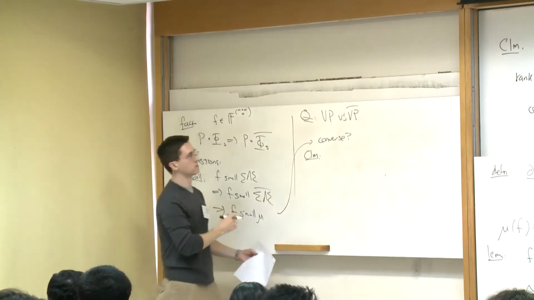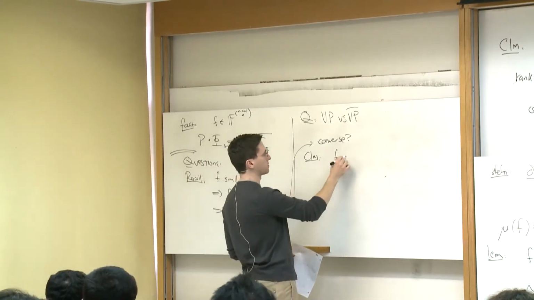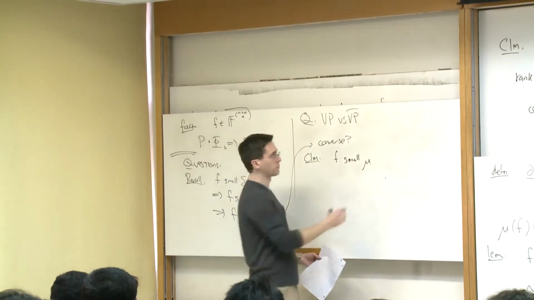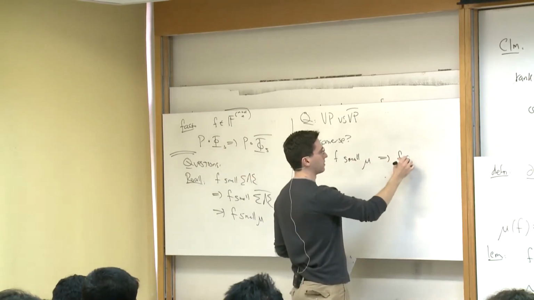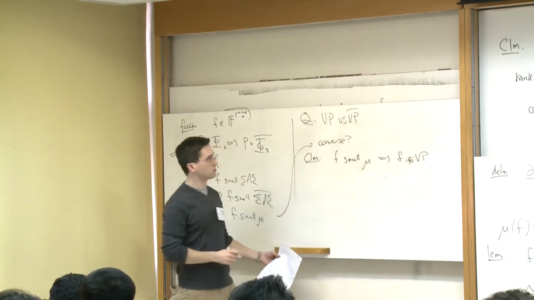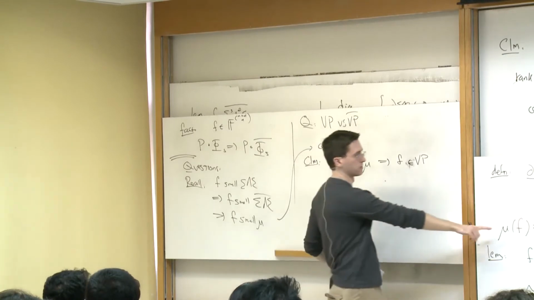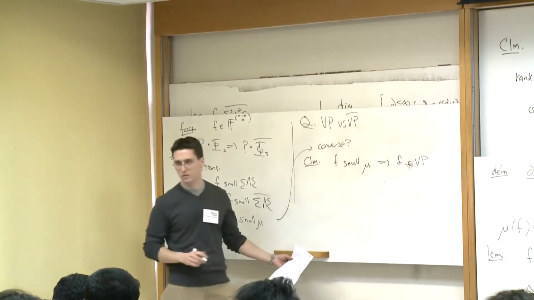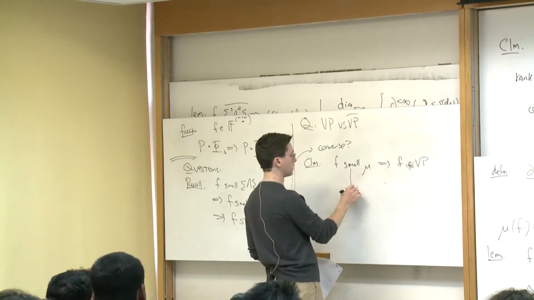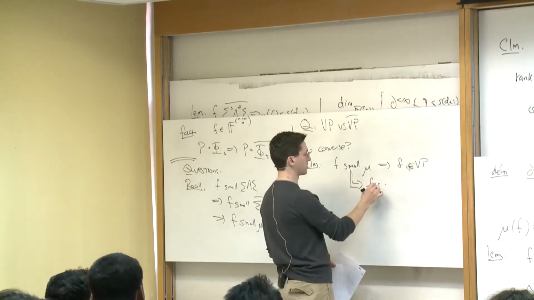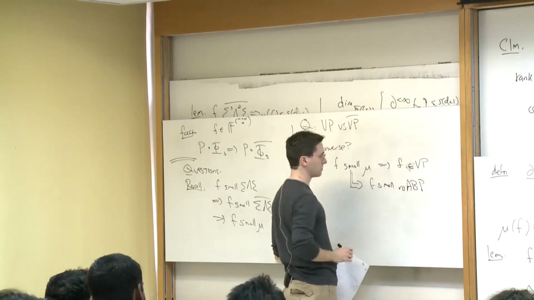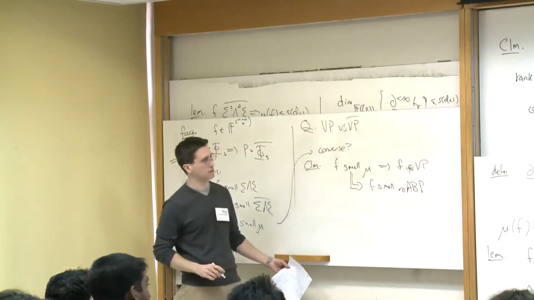So I want to prove that to you. Okay, so suppose, in fact, that f has a small measure mu. I want to prove to you that f is in VP. So mu is the same mu that I had before. I'm actually going to prove something stronger, which is that f has a small read-once algebraic branching program in every order. But I'm not going to talk about that.